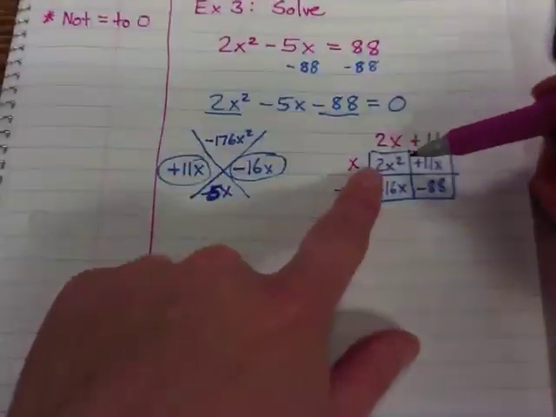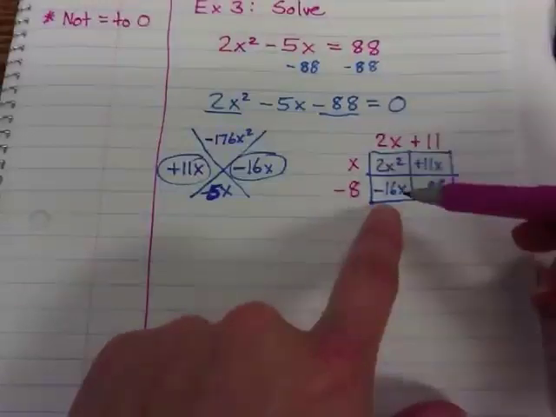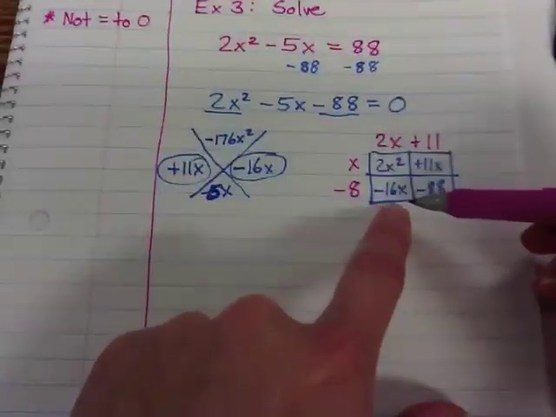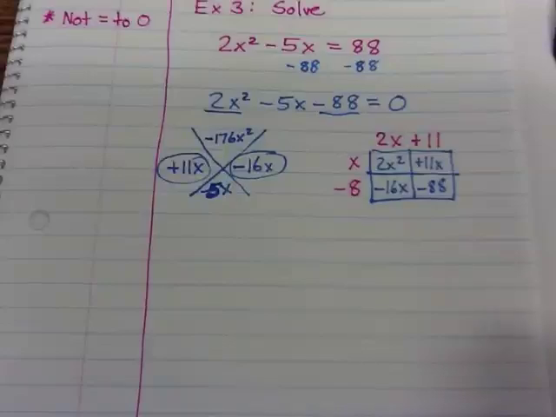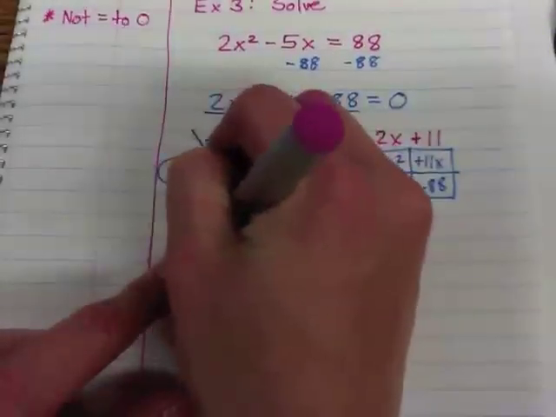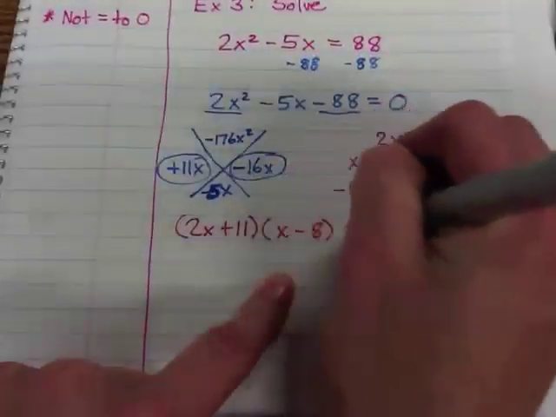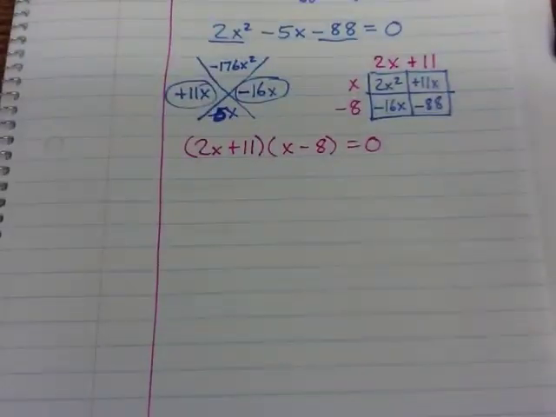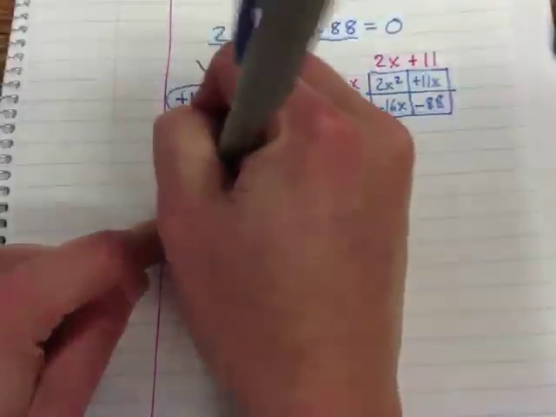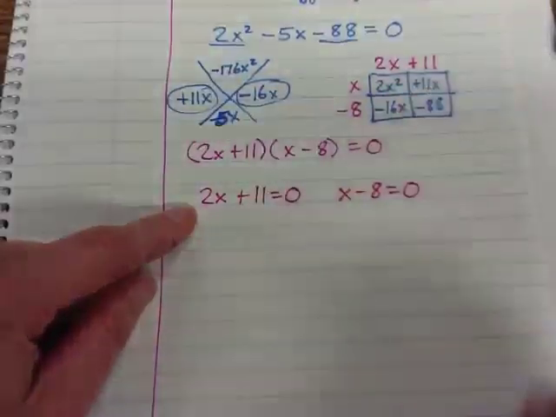So x times 2x is 2x squared. x times 11, 11x. 2x times 8, negative 16x. Negative 88. So now you have your two new factors, which are 2x plus 11 times x minus 8 equals 0. And what are you going to do to actually find the roots? Set each of them equal to 0. 2x plus 11 equals 0. x minus 8 equals 0.